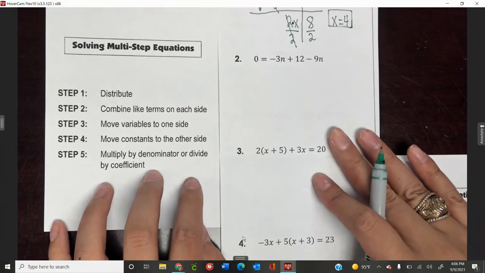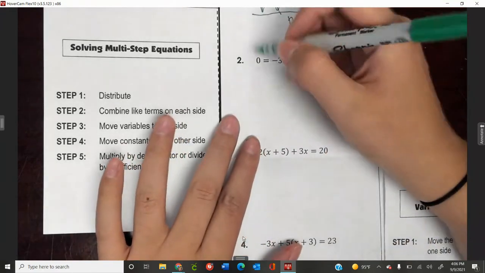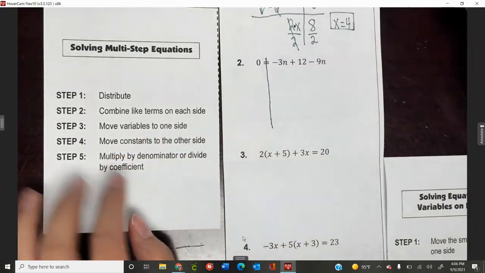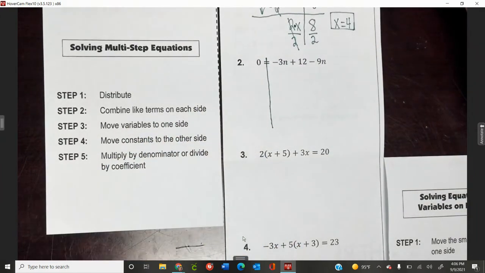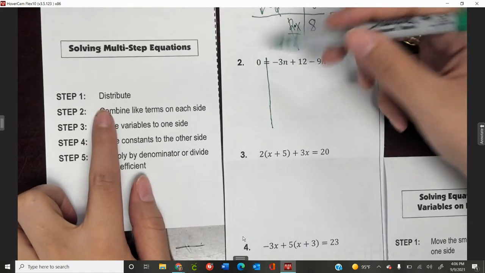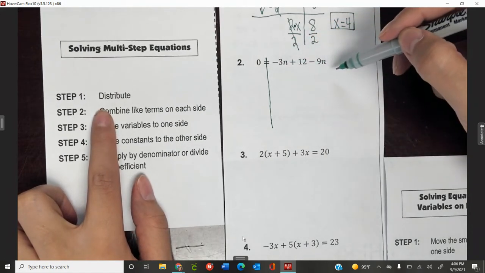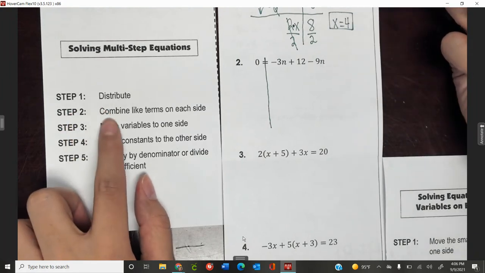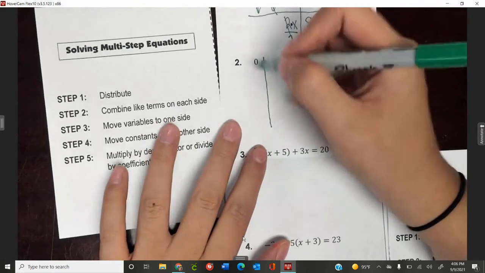Okay, next let's look at number 2. Of course, add a line through your equal sign. For number 2, we have 0 equals negative 3n plus 12 minus 9n. Our first step is to distribute. I do not see any parentheses here that indicate we need to multiply. So we're going to move on to step 2, which is to combine like terms on each side.